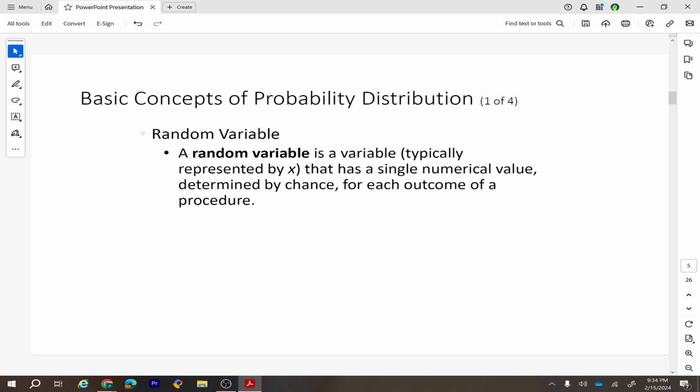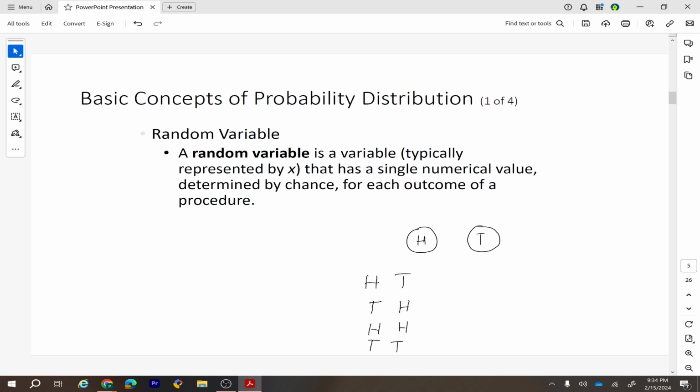So first of all, a random variable is a variable that has a single numerical value determined by chance. Think about this. Let's say I flip a coin, and one side is head, another side is tail. So what are the possible outcomes? I could have head first time and then tail next time, or tail first time, head next time. I could have head first time, head next time, or tail first time and then tail next time. So these are the outcomes.